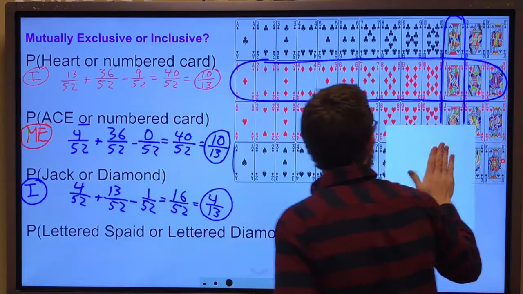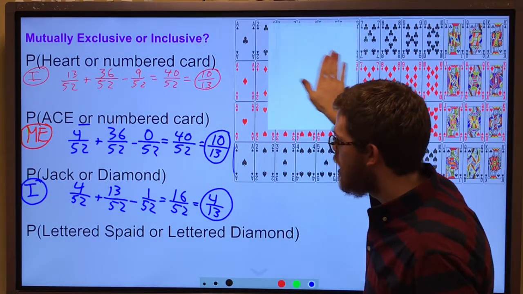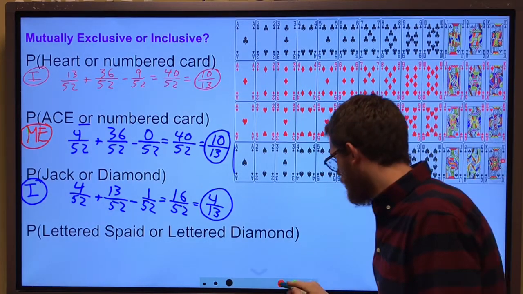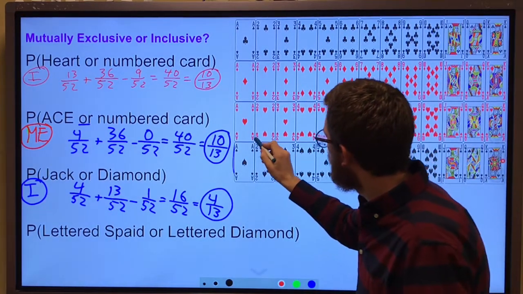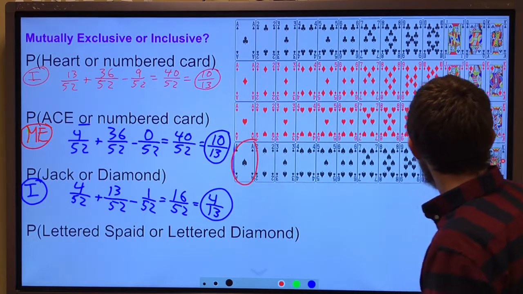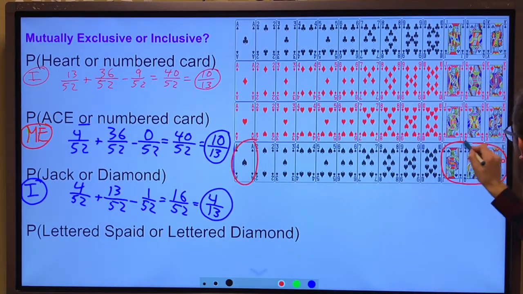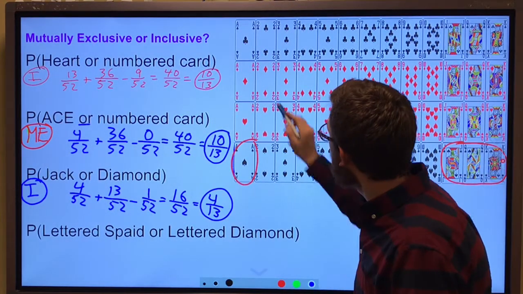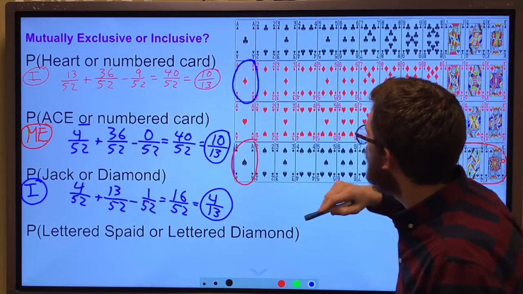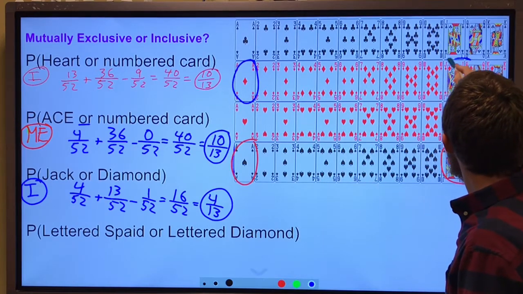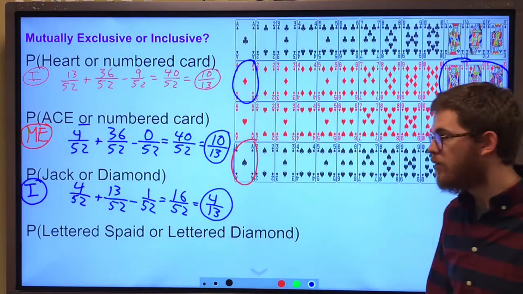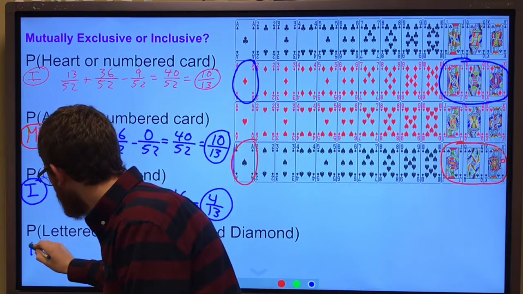Final one here, the probability of getting a lettered spade or a lettered diamond. So a lettered spade would be the ace of spades, jack, queen, king of spades, or getting a lettered diamond. A lettered diamond would be the ace of diamonds, the jack, queen, king of diamonds. Notice that these are not overlapping. These are certainly mutually exclusive.